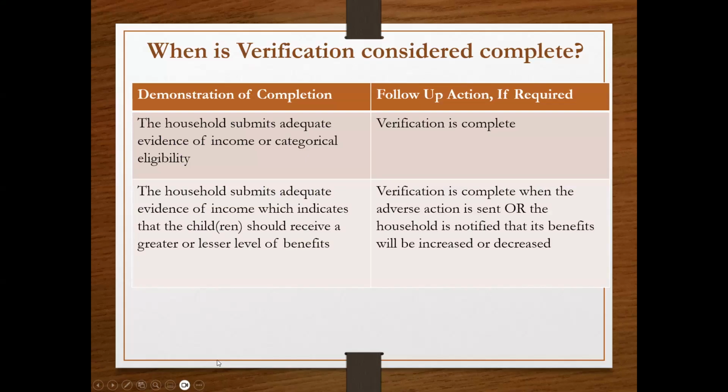Or let's say they submit adequate evidence of income, which indicates that the children should receive a greater or lesser level. That means it's going to either be increased or decreased. So the verification is complete once you send the notification letter. If the benefits are being decreased to the point of denial, then you would send the adverse action letter. But if they're being increased or decreased from free to reduced or reduced to free, then once you send the letter that indicates that your benefits are going to be increased or decreased, verification is completed at that time.